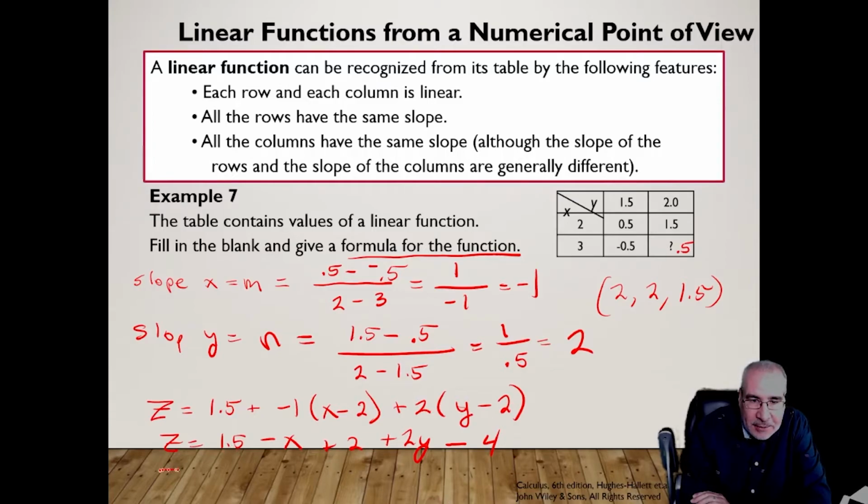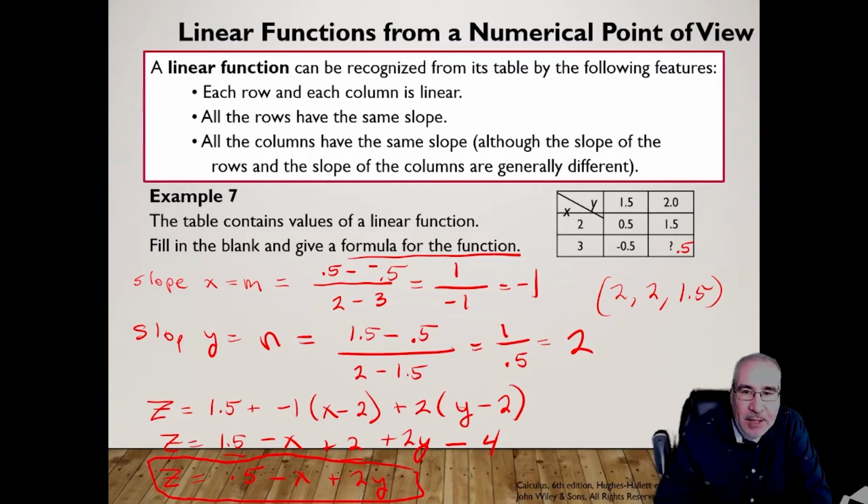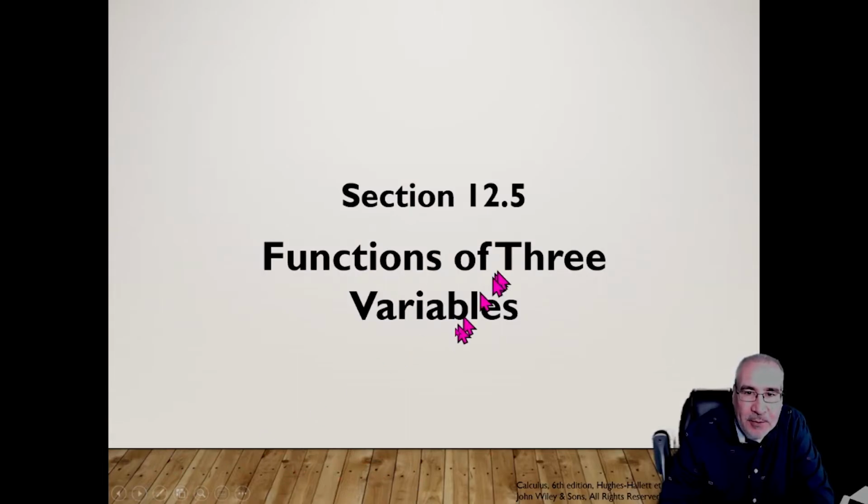And we can put all that together. What do we have? We have a 1.5 plus 2, that's 3.5 minus 4, which should give us 0.5 minus x plus 2y. So that would be our equation of the plane. Okay. And you'll see I think there's about 5 or 6 questions in the homework that get you working through these. We'll take a look at functions in 3 variables next, but I'll take a short break and post this video. Thanks.